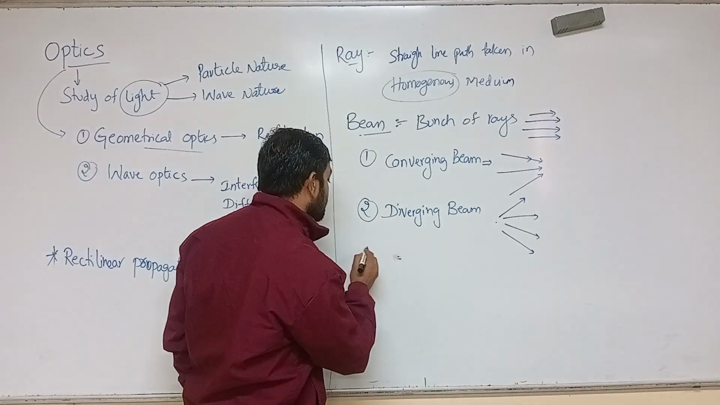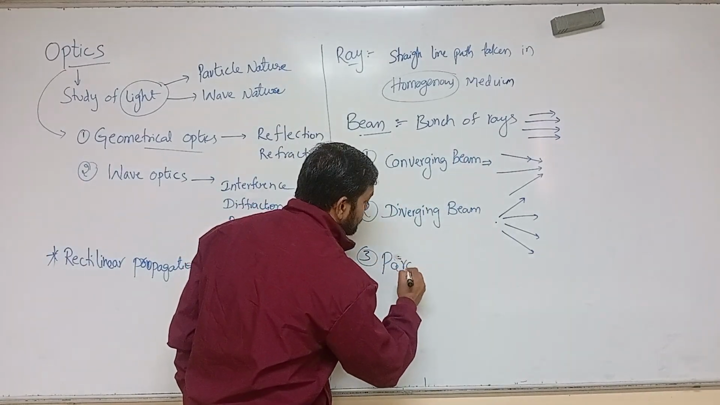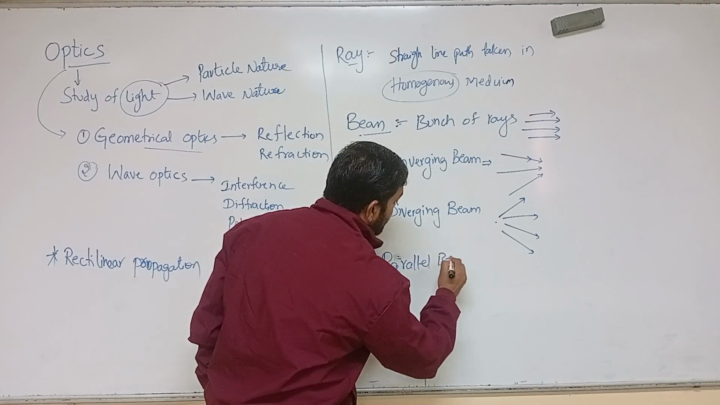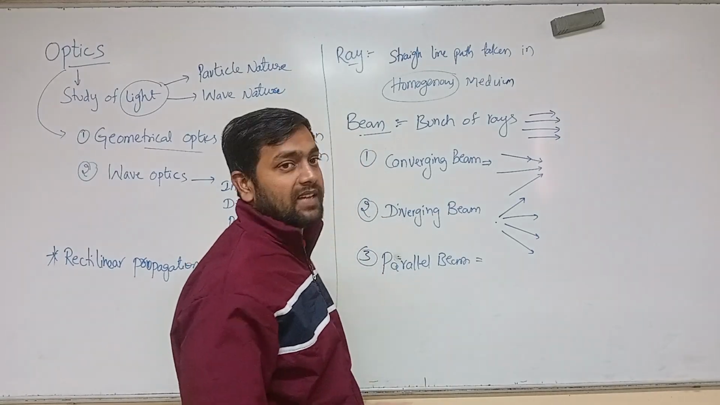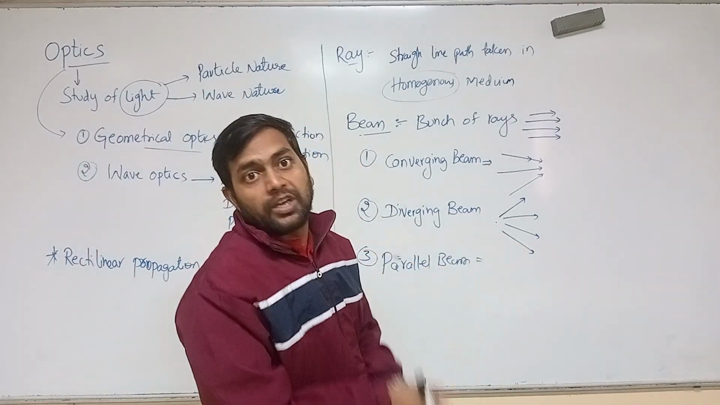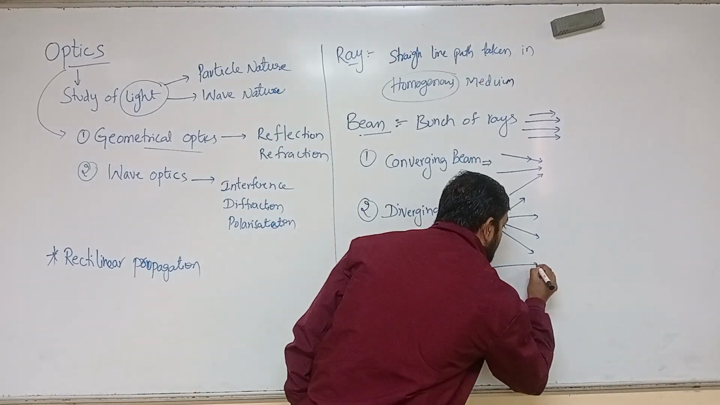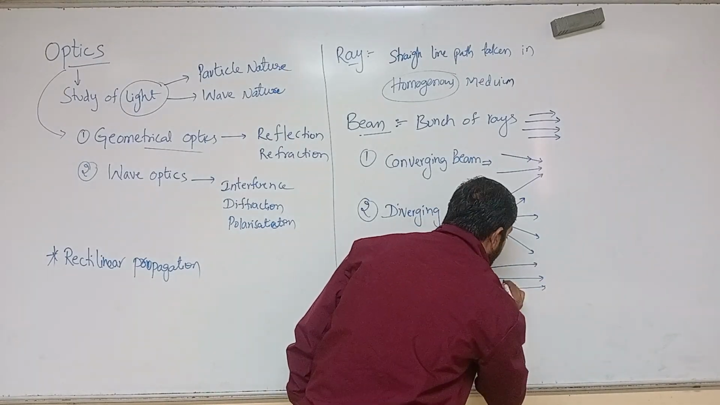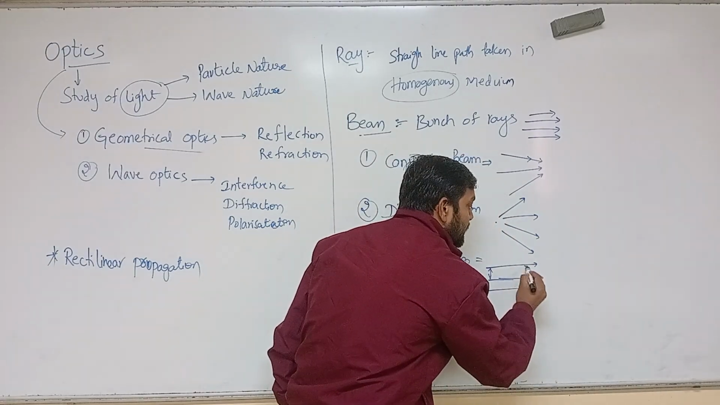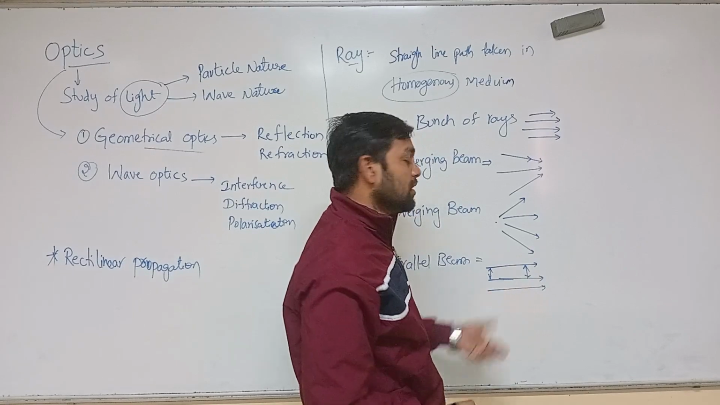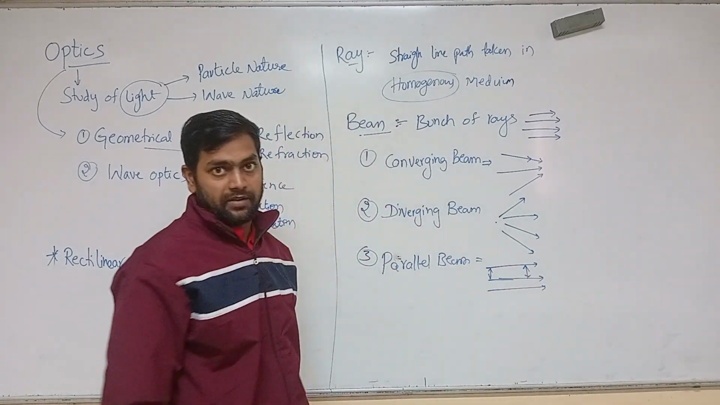Okay. Next, parallel beam. What is a parallel beam? So we know that parallel means the lines will move parallel to each other. That means the rays are moving parallel to each other. Right? The length between these two will be equal to the length between these two. Right? So these are parallel beams.